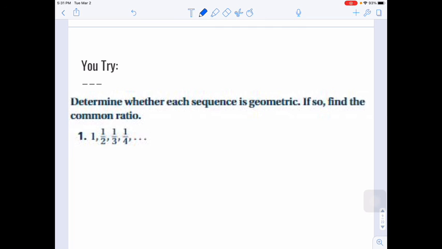And now I would like you to try number 1, determine whether each sequence is geometric. If so, find the common ratio. We have 1, 1/2, 1/3, 1/4.